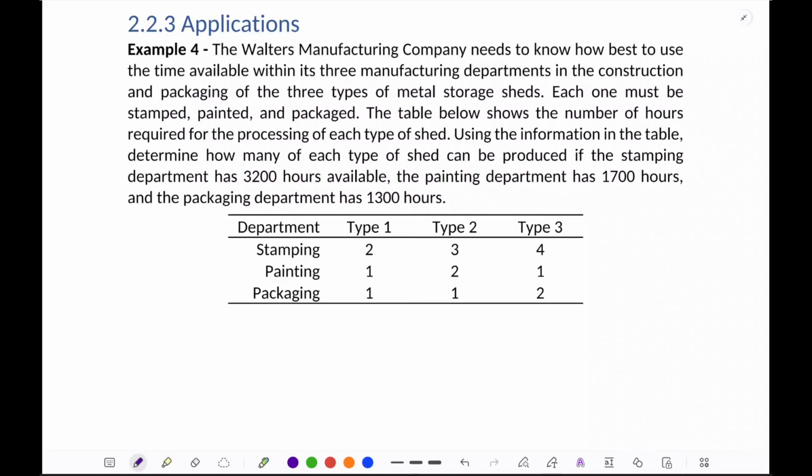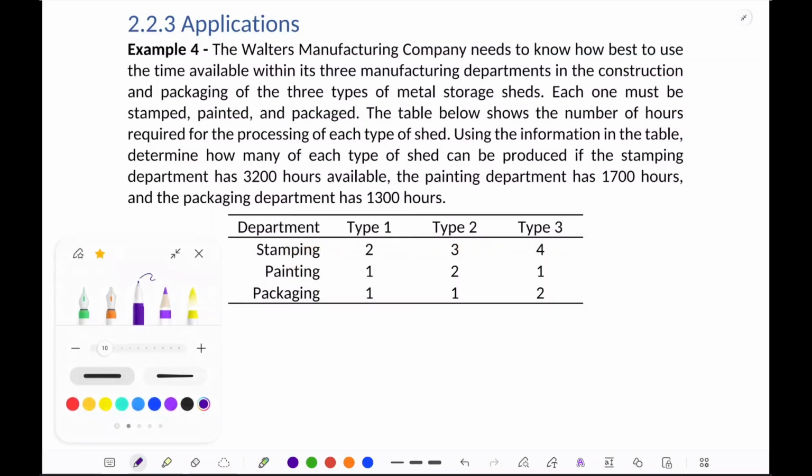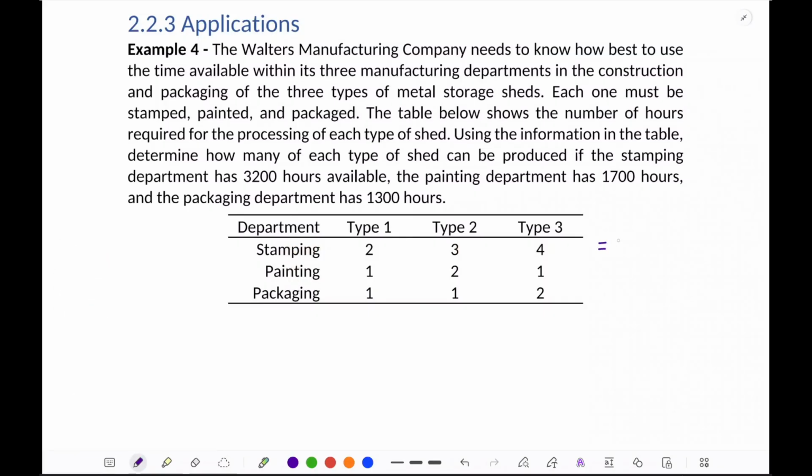So how am I going to get a system of equations out of this? Well, if I look here, this 3,200 is the hours available for stamping. So that must be the total of stamping, and stamping is representing this row. So that means this row is going to equal 3,200. The 1,700 is for painting. So the second row will equal 1,700, and the third row will equal the 1,300. So now I know what my rows are.